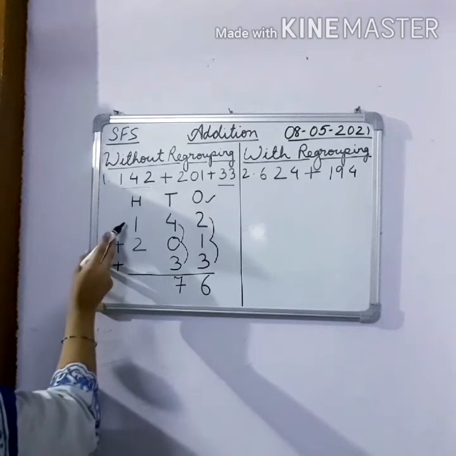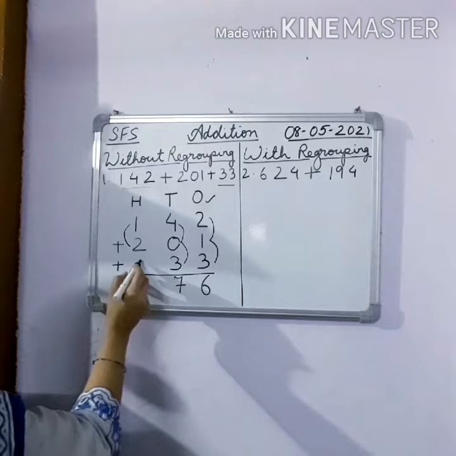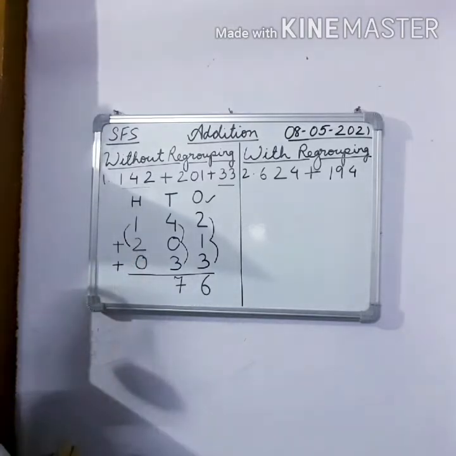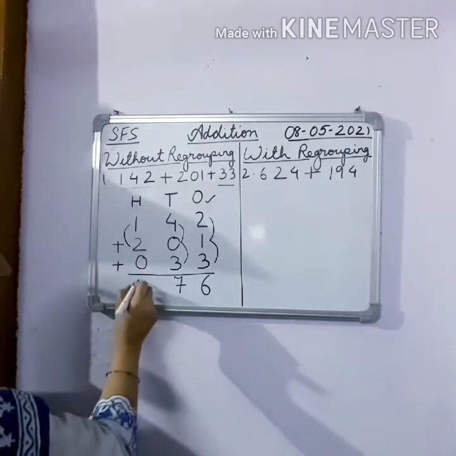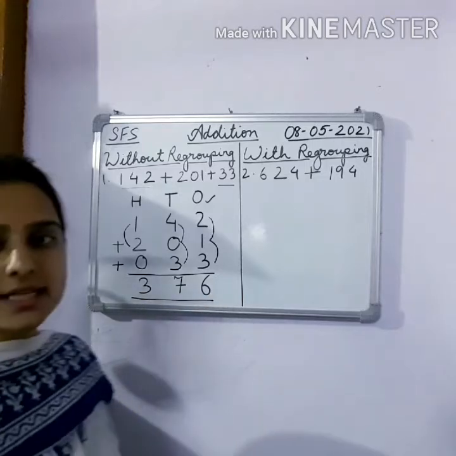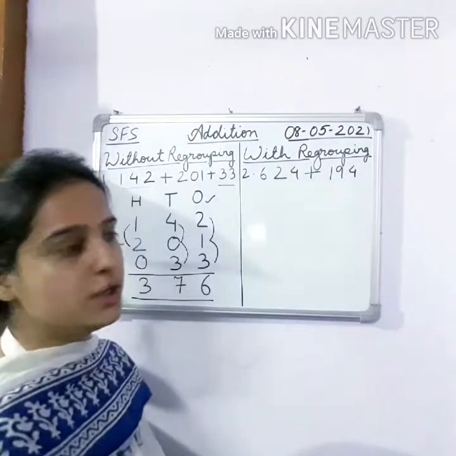Next, 1 plus 2 is what? 3. Then if there is no number, you can put 0. So 1 plus 2 is 3, and 3 plus 0 is 3. So here is our sum: 376. Okay. Now let's do addition with regrouping.